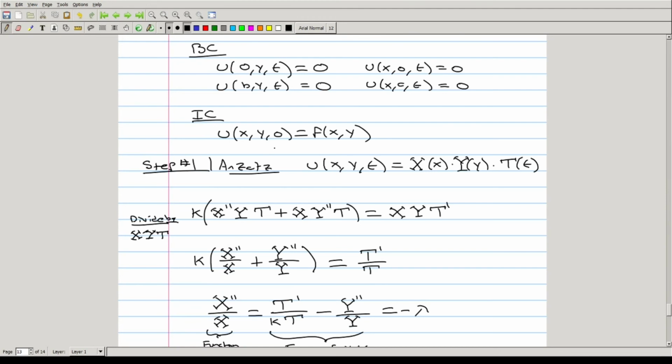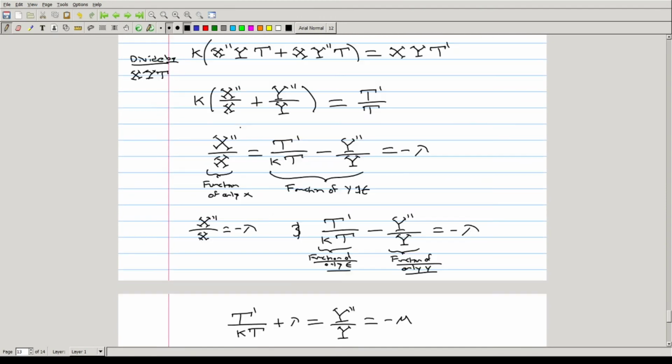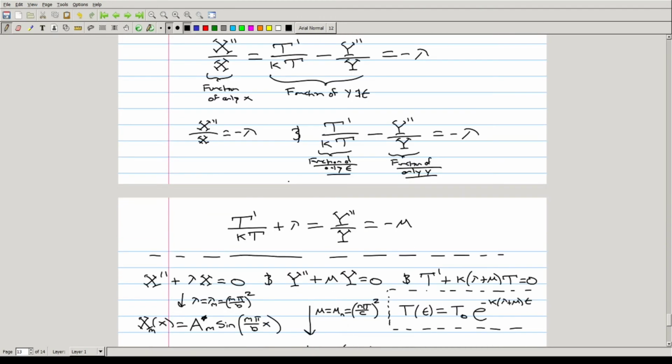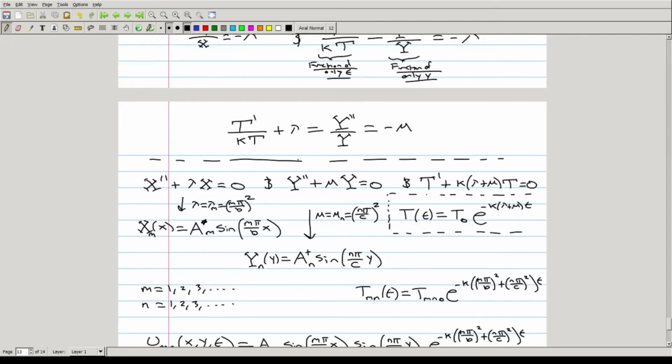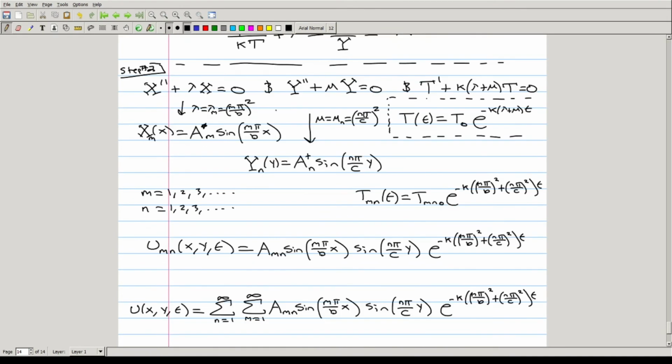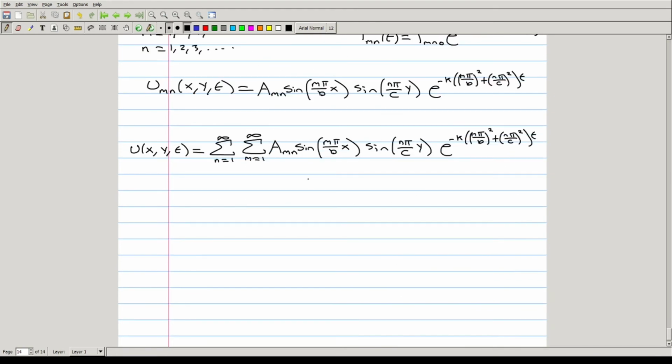So in terms of putting this up to steps, I say step 1 is the separable case where you get your differential equations. Step 2 is going through and solving the Sturm-Liouville problem for satisfying the boundary conditions. And then step 3 is putting everything together and solving for the coefficients.